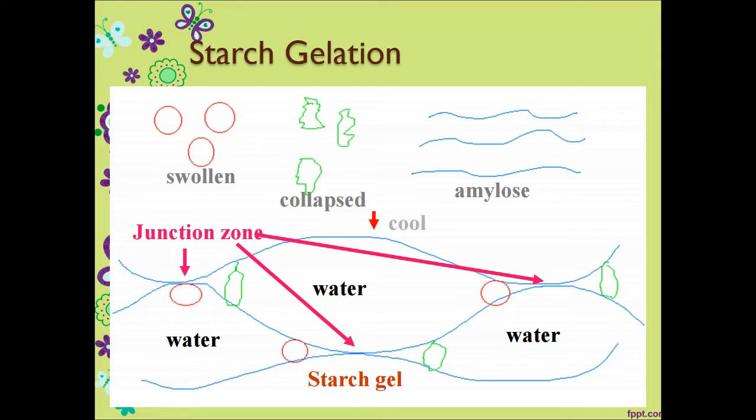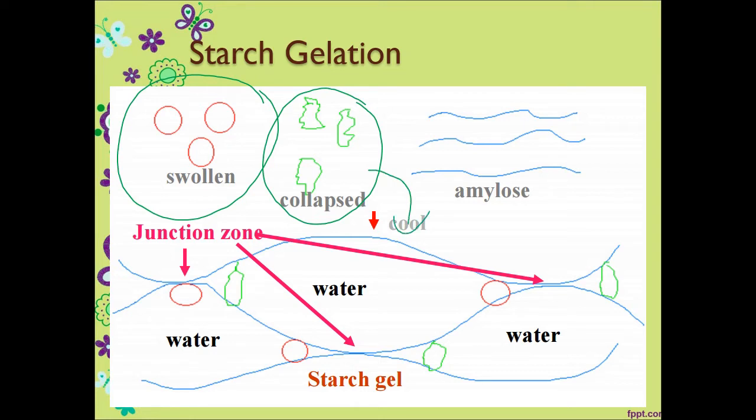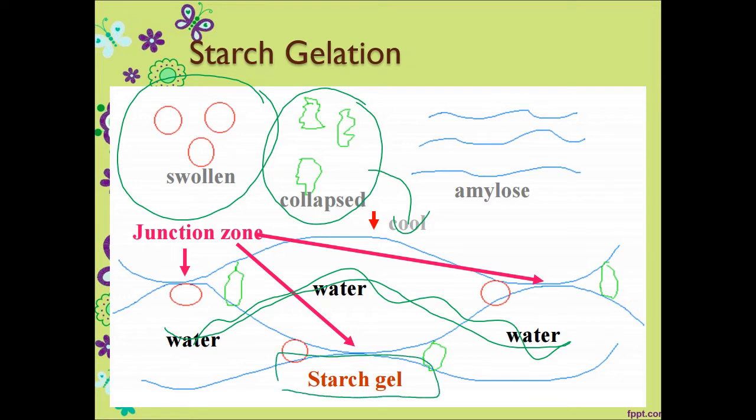So this figure shows what happens to the starch granule. This is the initial stage when it starts to become swollen when it is heated in the presence of water, and then it will collapse. Once it cools down, the water will be in between the starch granules. This is the point where we call it starch gel. Hydrogen bonds formed between the water molecules and the ruptured starch granules.